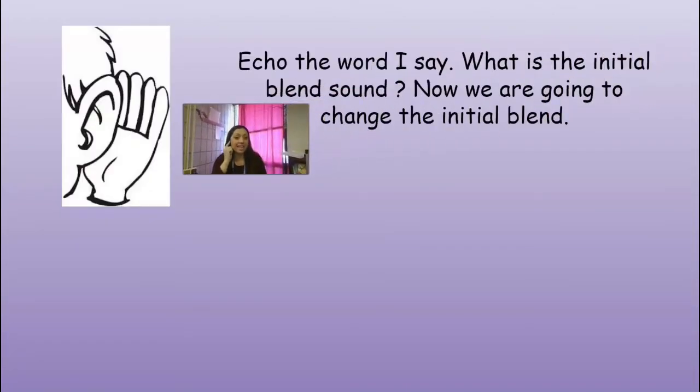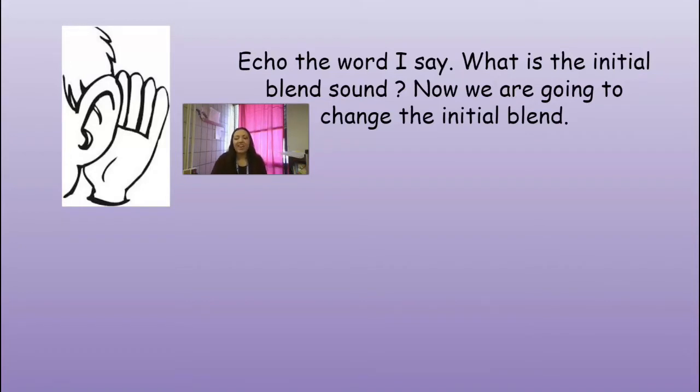All right, so you're going to echo or say the word I say after me, and you're going to tell me what the initial blend is. So remember that word initial means beginning blend, okay? And then we're going to change that blend to change the word. Are you ready? So if I say the word slip, what's the blend you hear at the beginning of slip? That's right, you hear the sl blend. So we're going to change the sl blend to a fl, flip.